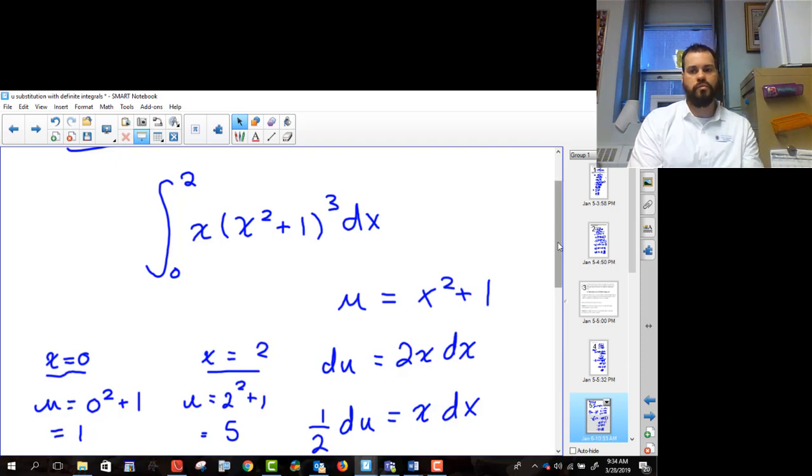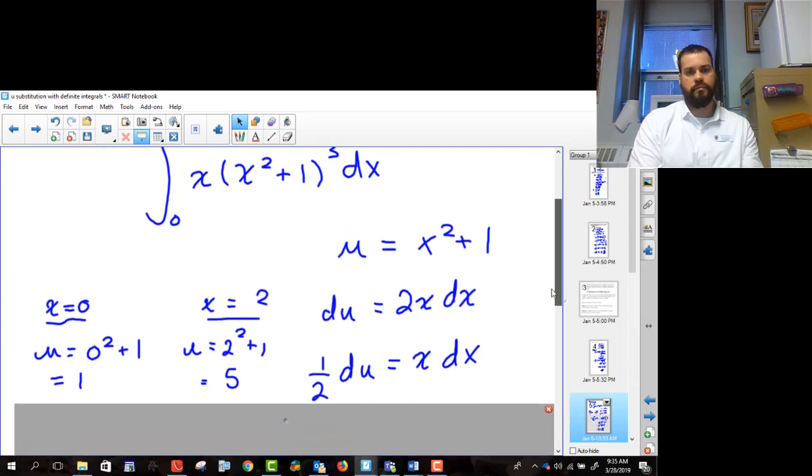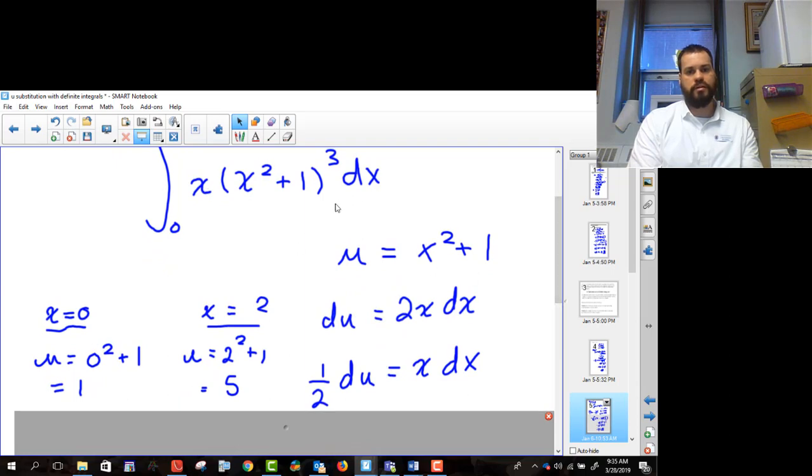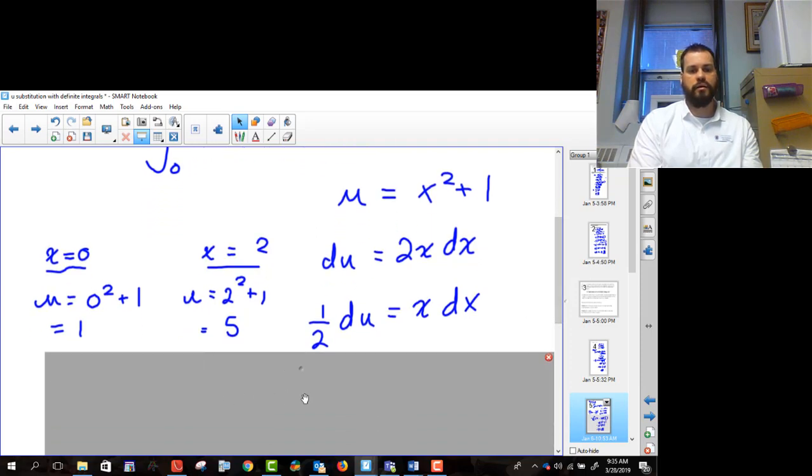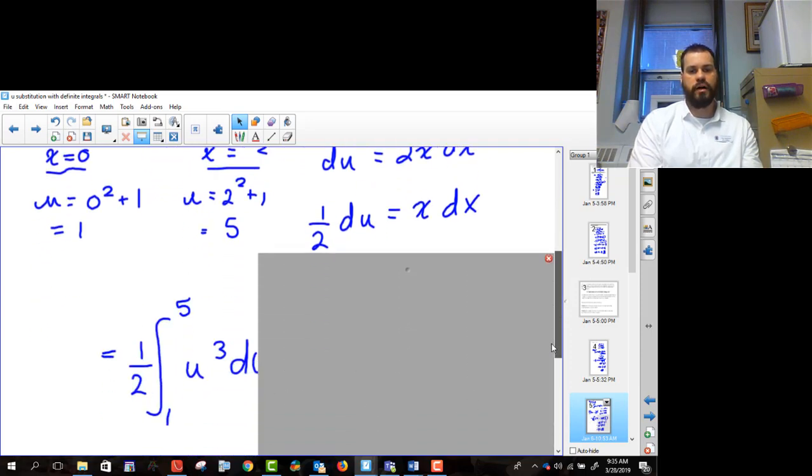And then what we do is we integrate the substituted values, but we also substitute the limits. So we make the substitution. This is going to become du over 2. This is going to become u cubed. And instead of going from 0 to 2, we say, let's go from 1 to 5.